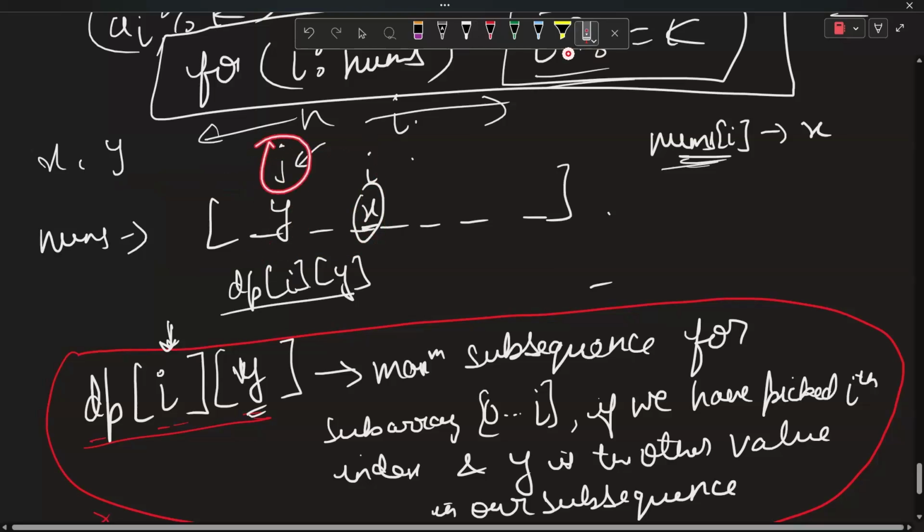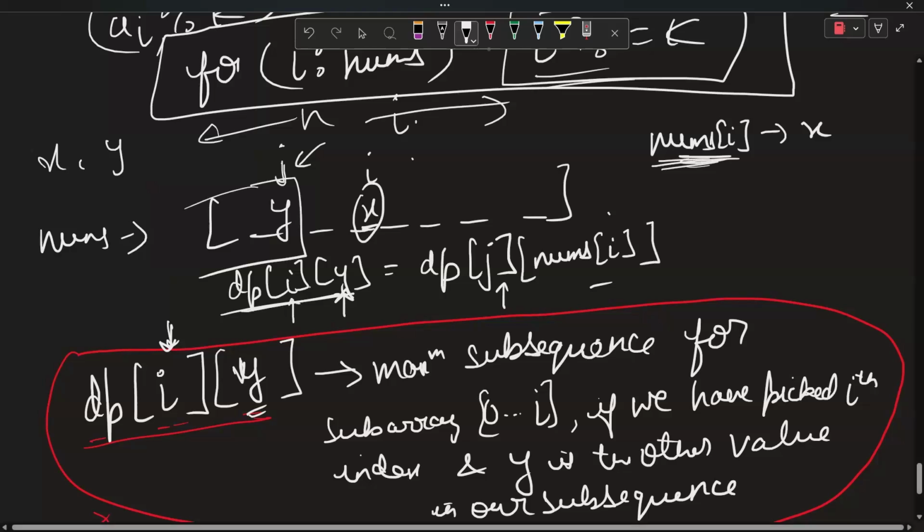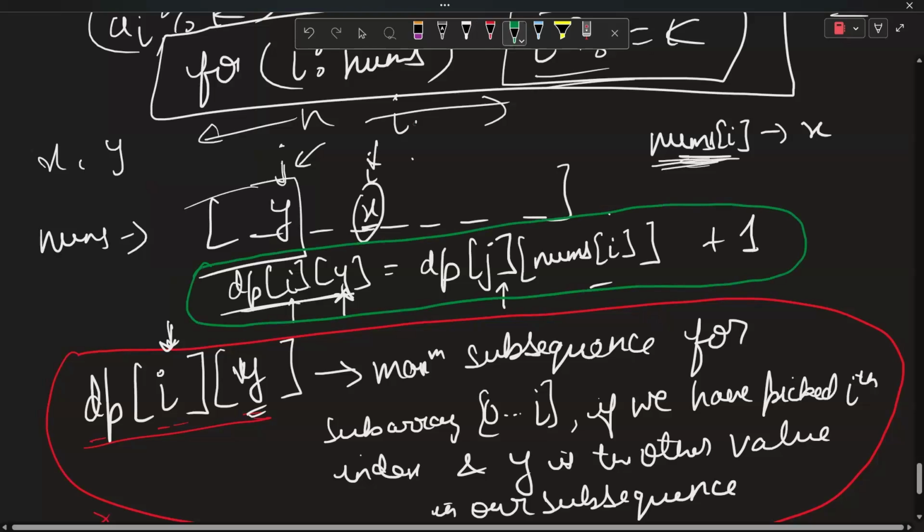That is j. So I can write this dp[i][y] is dp[j]. So j is the last index picked for this dp, and the other value should be x. What is x? x is nums[i]. For this dp, I was saying the other value is y when i was picked. Now when j is picked, the other value is x, which is nums[i]. So this is dp plus one because this is now taken. So this would be your transition actually, if there is a y present just before x.